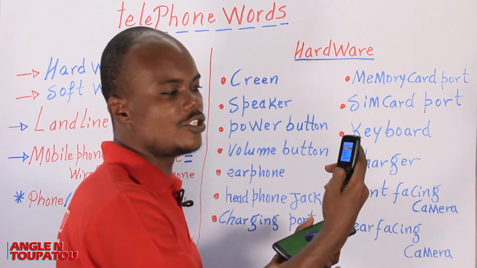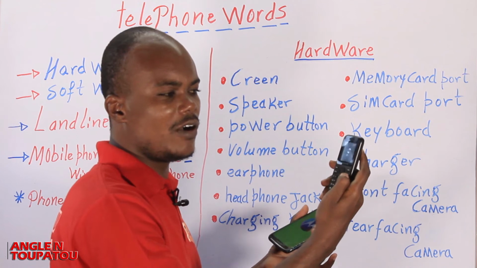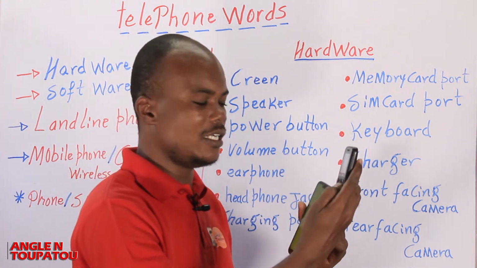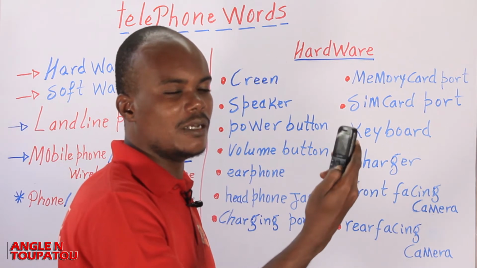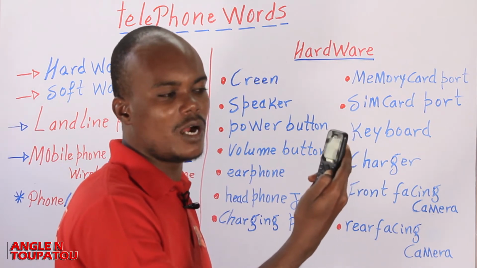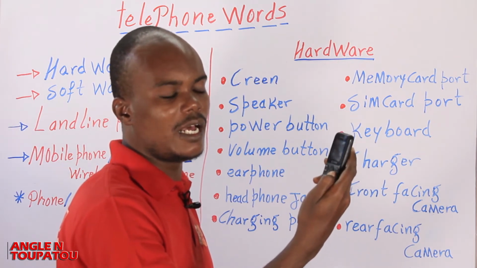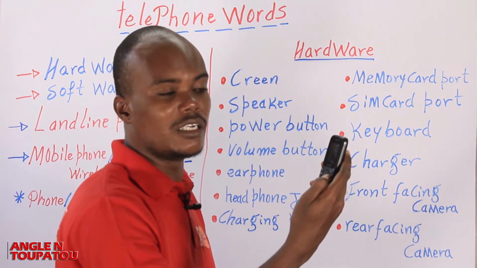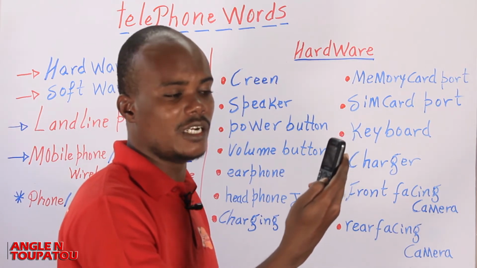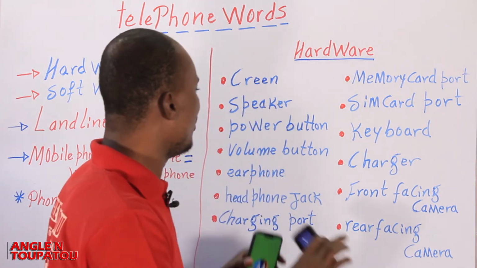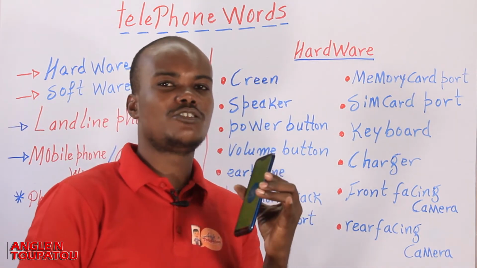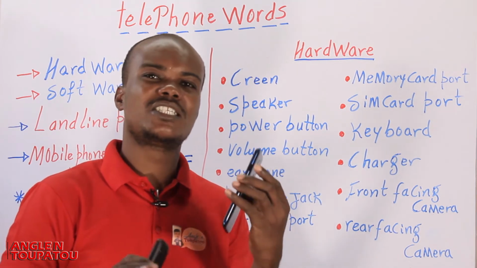Okay, I turn it off. Now I'm gonna turn it on with this phone. Here is the power button. I press the power button again, and I'm gonna turn it on. I turn this telephone on. Now you learn power button. This is the button that you press to turn the telephone on.